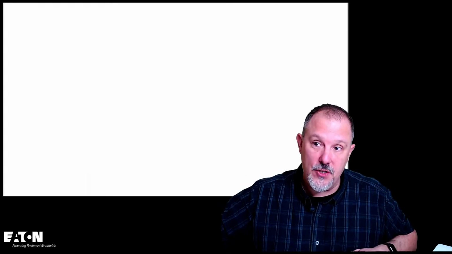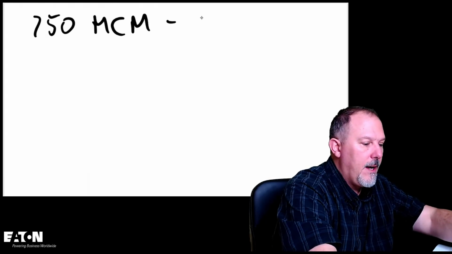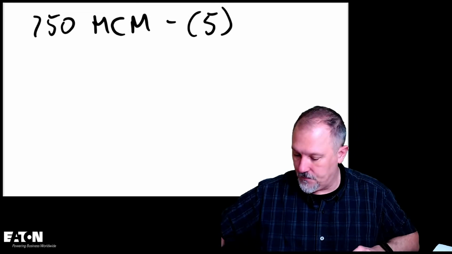So I need an even number of conductors. So what I'm going to do is say how many 750s. Now I went closed book. So the question is, I have 5 750s. What's the conduit size you would use? Now, how do we do conduit size? So I have 750 MCM. I've got 5 of those, right?